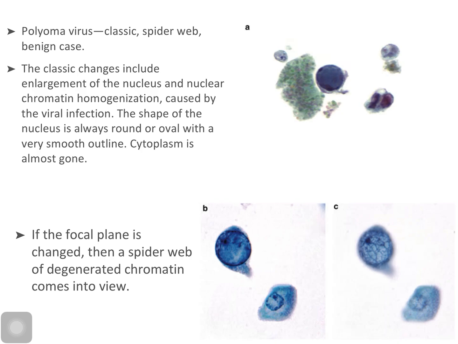This is a classic form. It is a benign case. The classic changes include enlargement of the nucleus and nuclear chromatin homogenization caused by viral infection. The shape of the nucleus is always round or oval with a very smooth outline. The cytoplasm is almost gone. Here also we can see the cytoplasm is almost gone. If the focal plane is changed, then the spider web of degenerated cytoplasm comes into view.